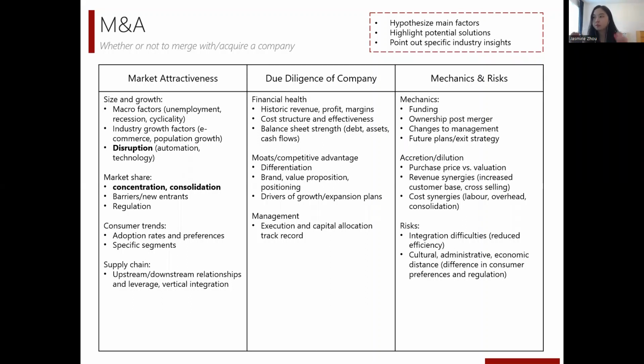And then you also have moats and competitive advantages. So what moats does this business have? How is it differentiated from other competitors? What is the brand value proposition positioning? And what are the drivers of growth? And does it have any expansion plans that will make this investment worthwhile going forward? And then also management is also very important. How well are they able to execute? What is their execution and capital allocation track record?